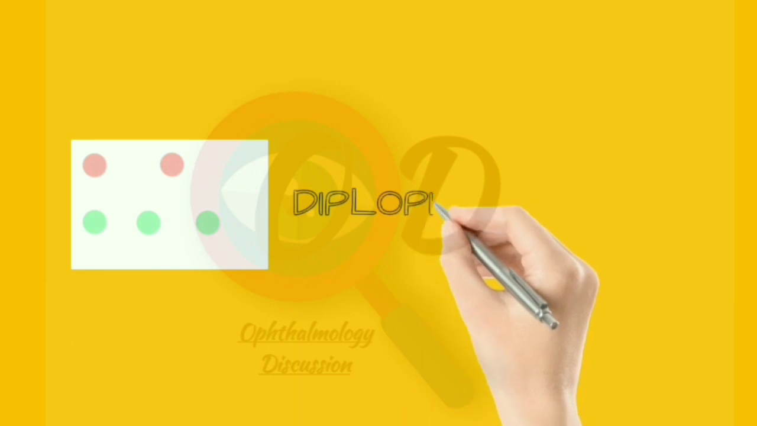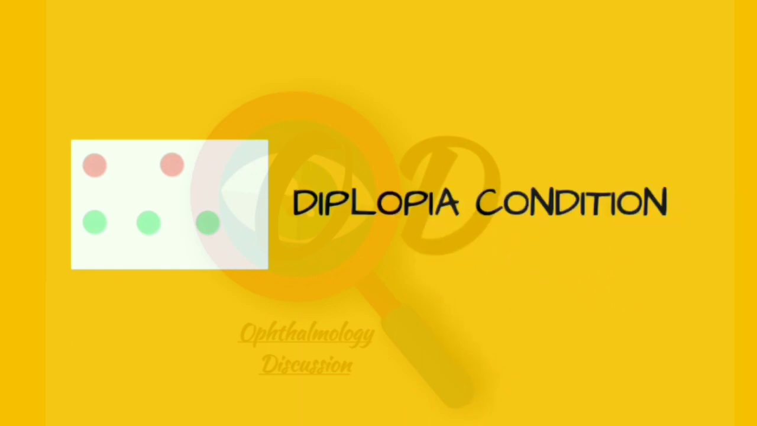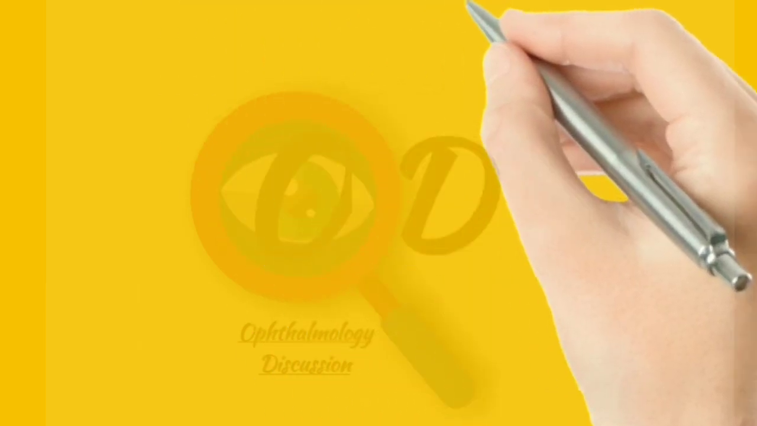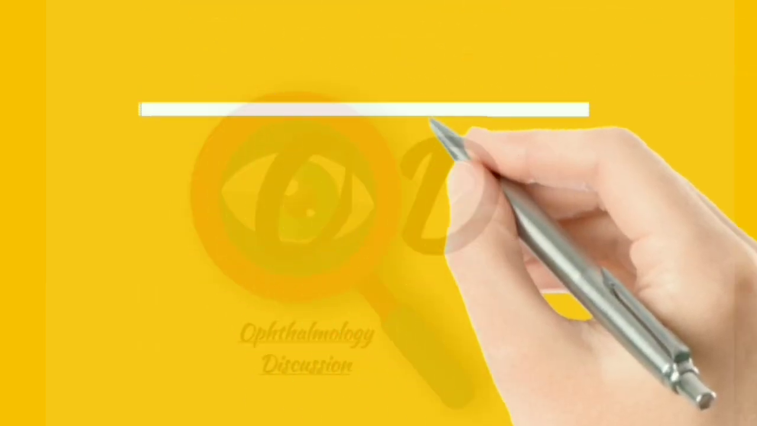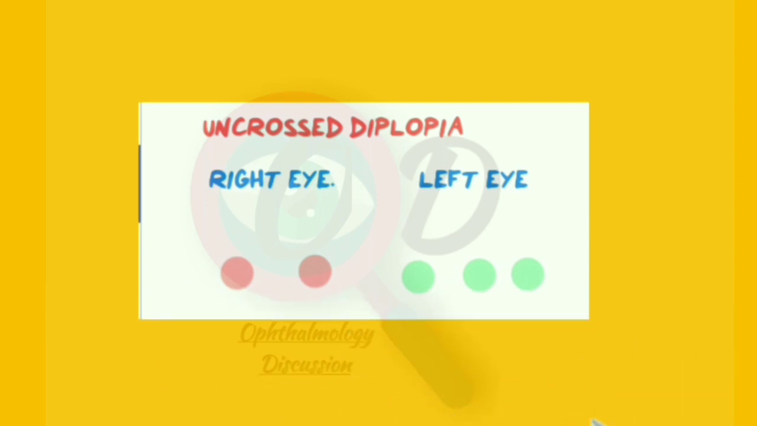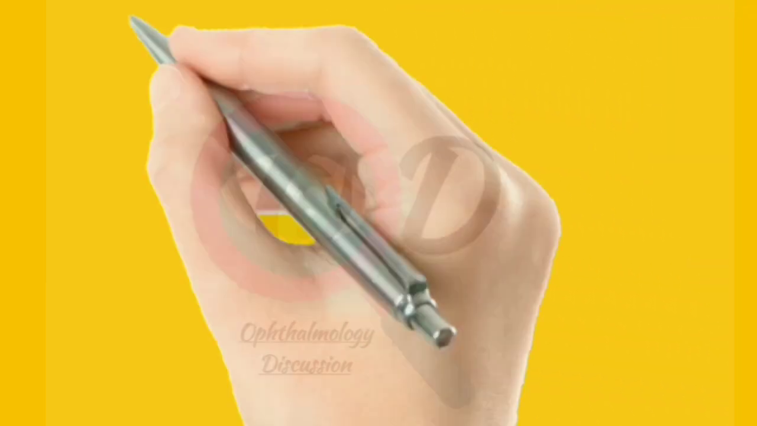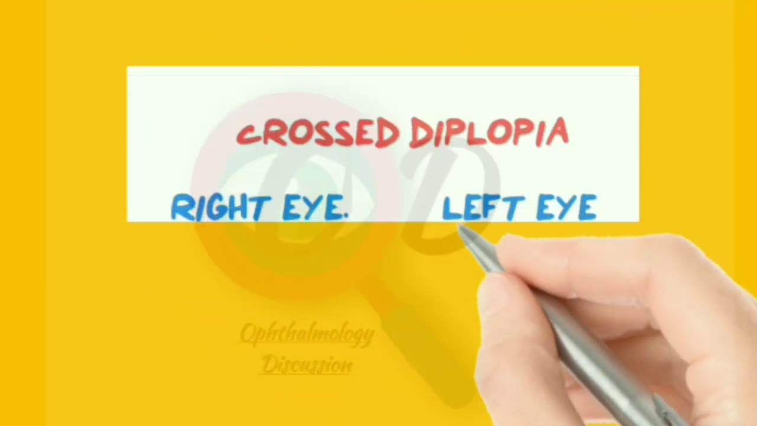So if we are going to see 3 green lights and 2 red lights, then what happened? This is a diplopia condition. And after this we need to learn about uncrossed and crossed diplopia. In uncrossed, as you are viewing the image, in front of the right eye there are 2 red images and in front of the left eye there are 3 green images.